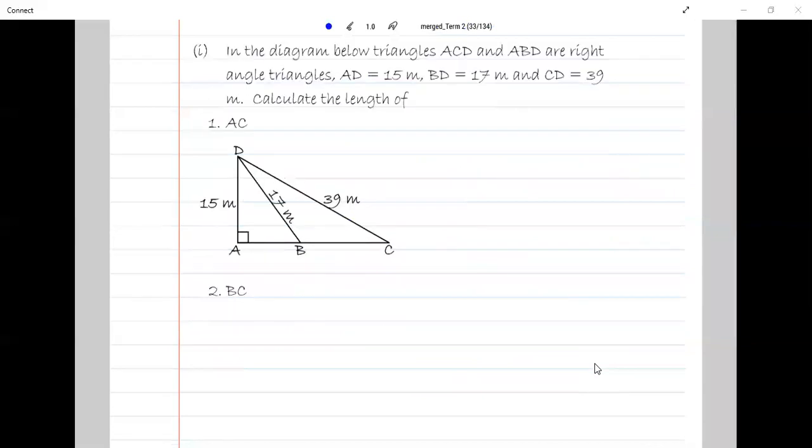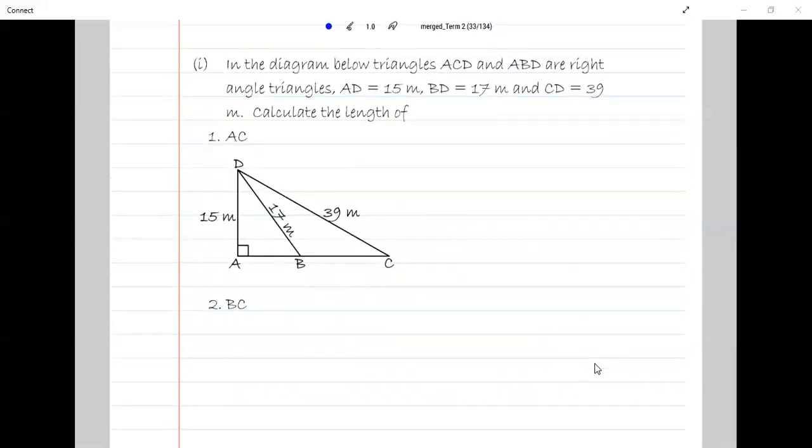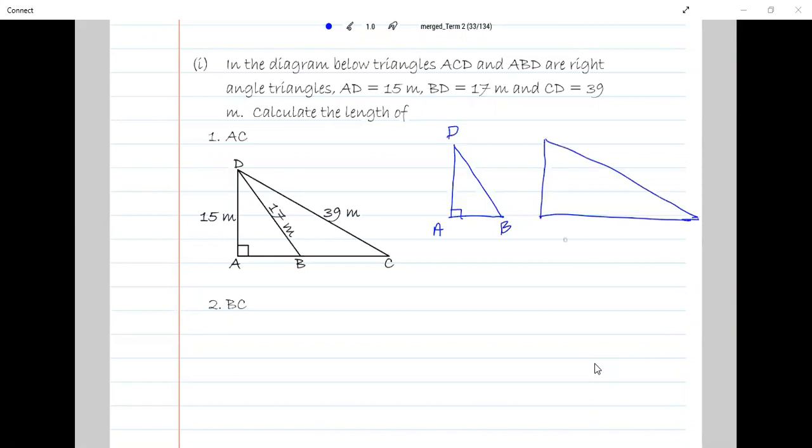So it says in the diagram below, triangle ABC and triangle ABD are right angle triangles. So this is the idea here. The idea here is that you have two triangles, two right angle triangles. There's a smaller right angle triangle, which is ABD. I think everybody should be able to see that. And there's a larger right angle triangle. And this is ACD.